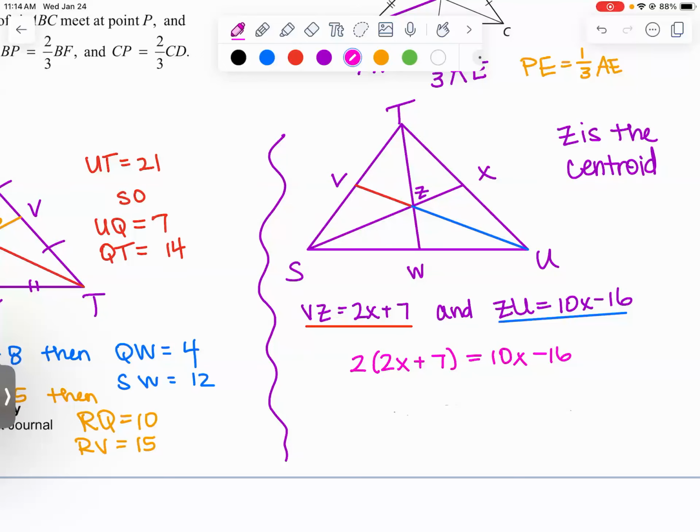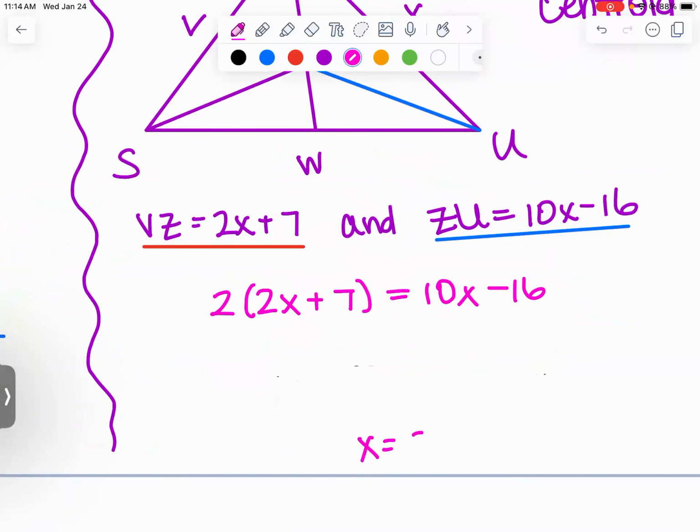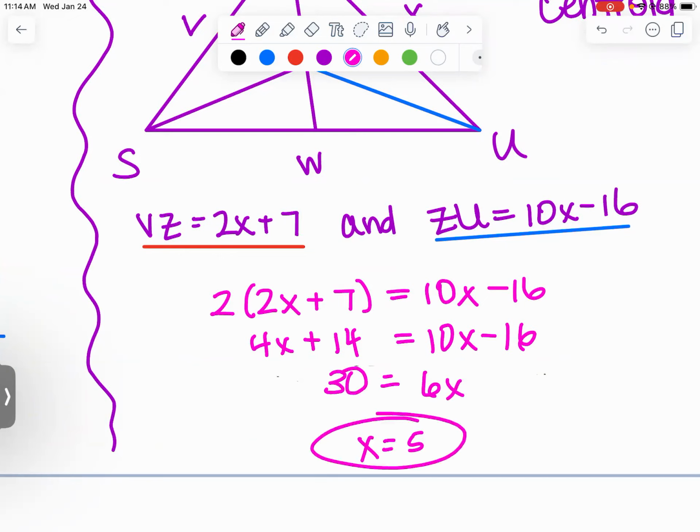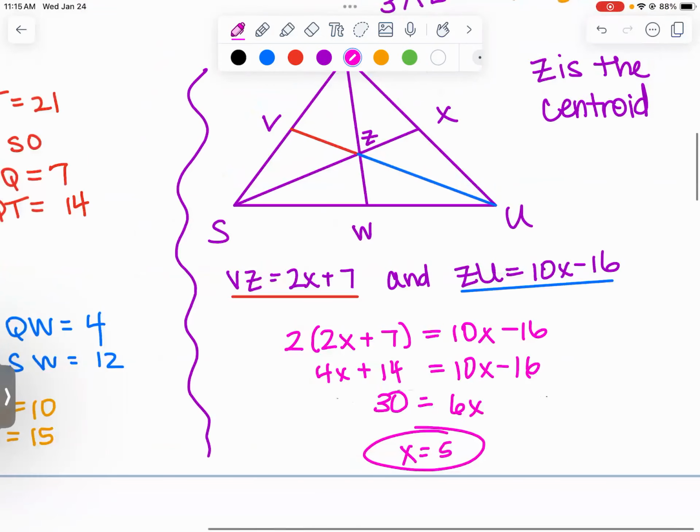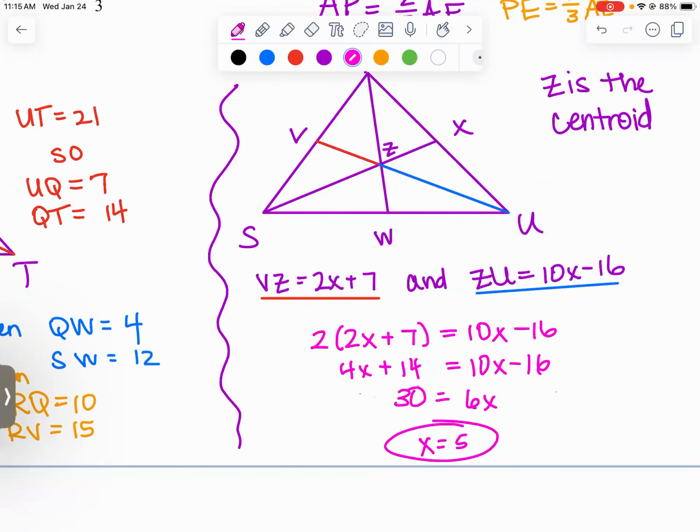What do we get for X? 5. So we have 4X plus 14 equals 10X minus 16. So what I probably would have done is I would have said 6X equals 30. So X equals 5. Good. If I asked you to tell me the length of VU, could you do that? Yeah, you could plug X back in, figure out the parts, and figure out how long that segment is.